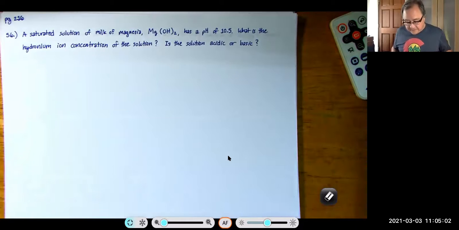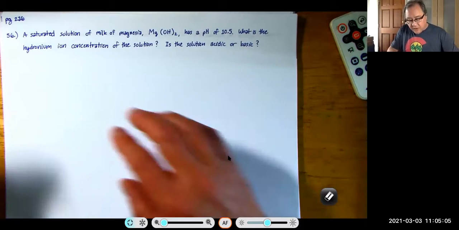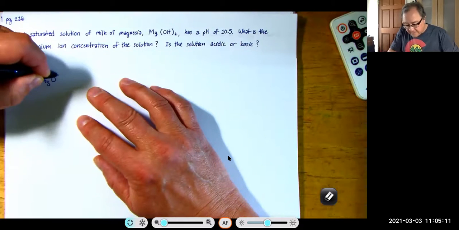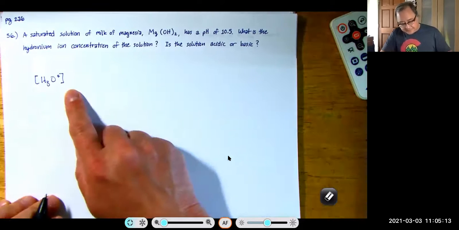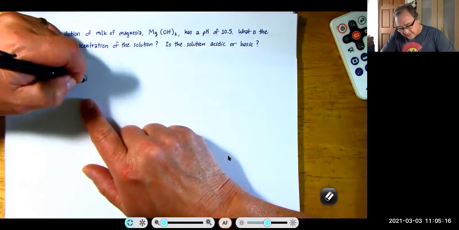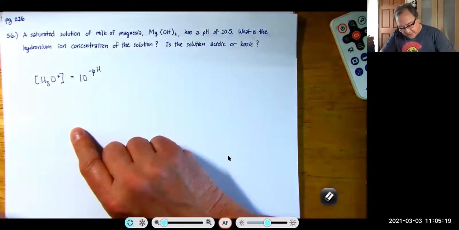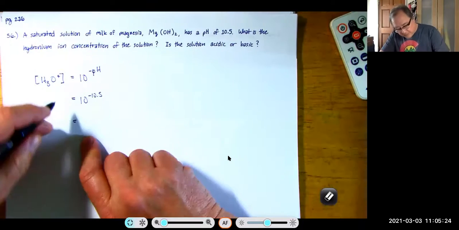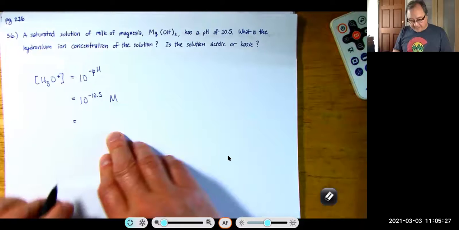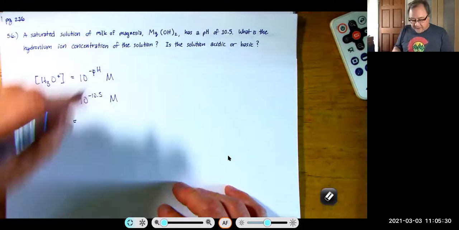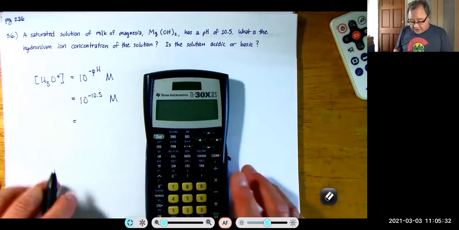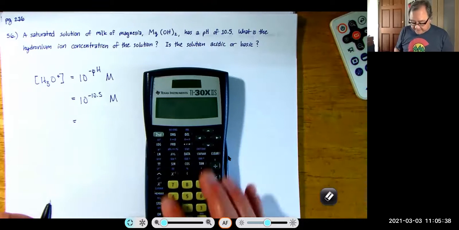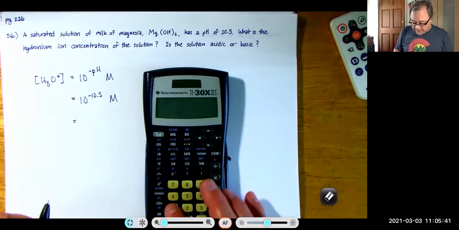Okay. So here, if we want to get the concentration of the hydronium ion, it's going to be 10 to the negative pH. So that's going to be 10 to the negative 10.5. And this answer is going to be molarity. Okay, so I'm going to go ahead and put a molarity there. Now on my calculator, this is how I do it. Turn on your calculator. 10 caret negative 10.5.